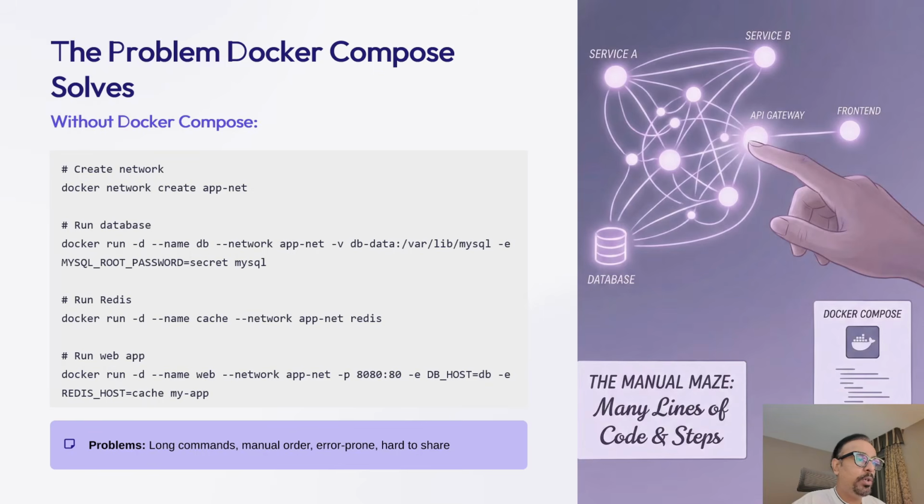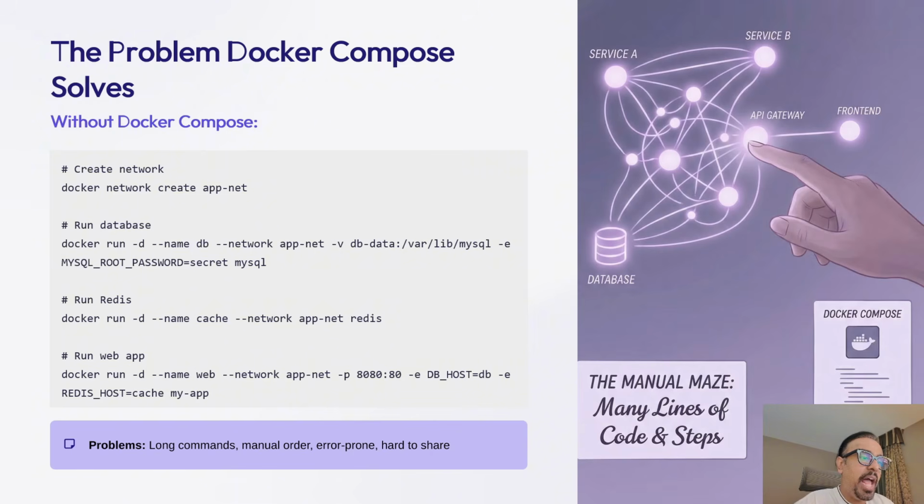Let's understand the problem Docker Compose solves. Imagine you are building a typical web application where you need a database like MySQL, a cache like Redis, and your web application. Without Docker Compose, you would start by creating a network first by using the network command, right? So containers can communicate. Then you would go ahead and run the database with a long command specifying the network, the volume, mapping, and everything, right? Next you would start Redis on the same network, and finally you would run the web application as a command. So each command is long and complex.